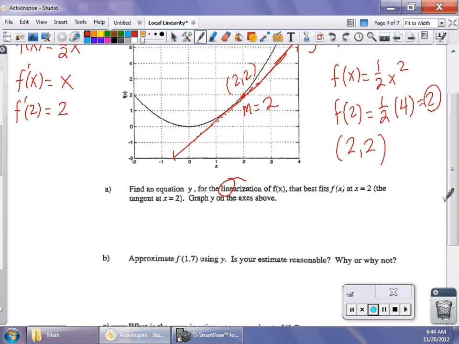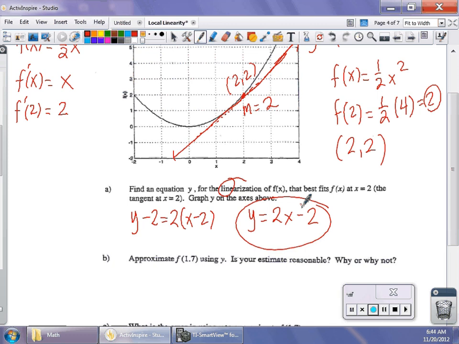So to write the equation of my line, I'll have y minus 2 is equal to 2, which is the slope, times x minus 2. If I get y by itself, I will have 2x minus 4 plus 2. 2x minus 2 is the equation of my tangent line, if I didn't make any error. Okay? So I have the equation of the function. I have the equation of the tangent line.